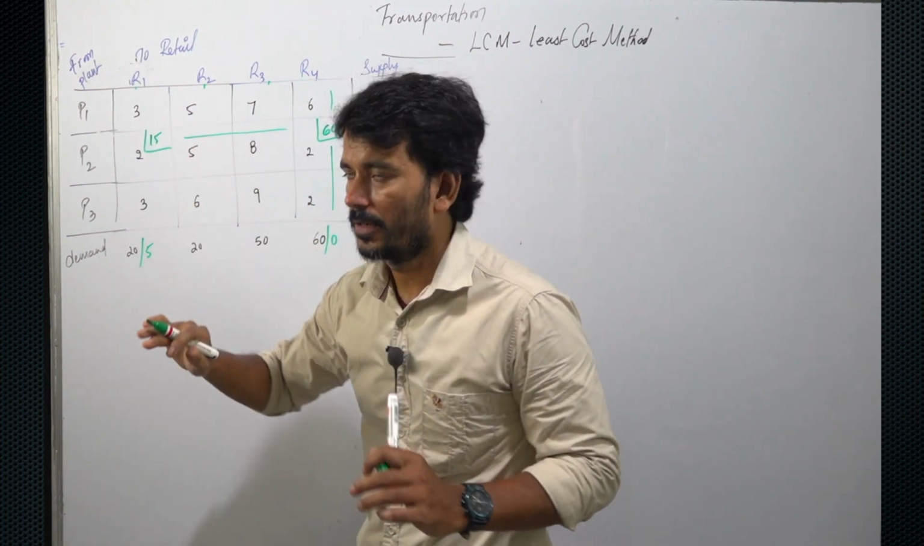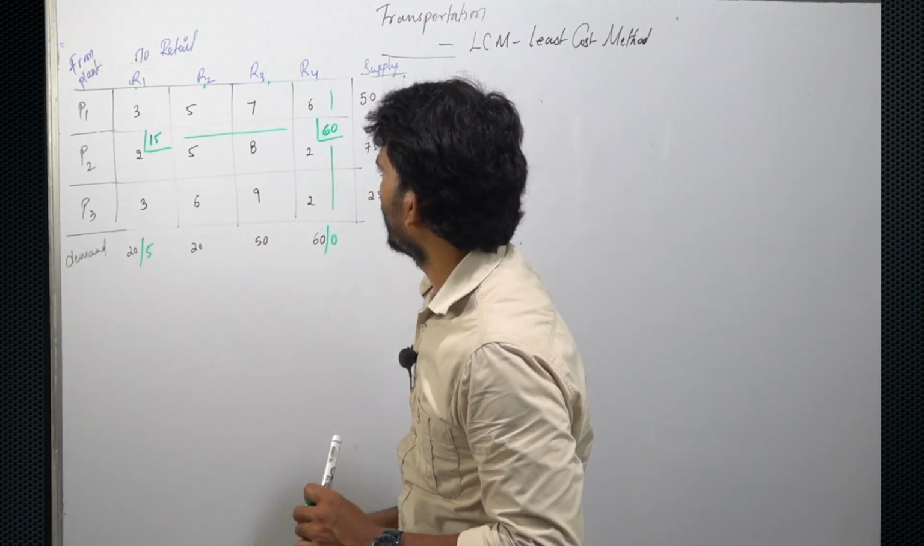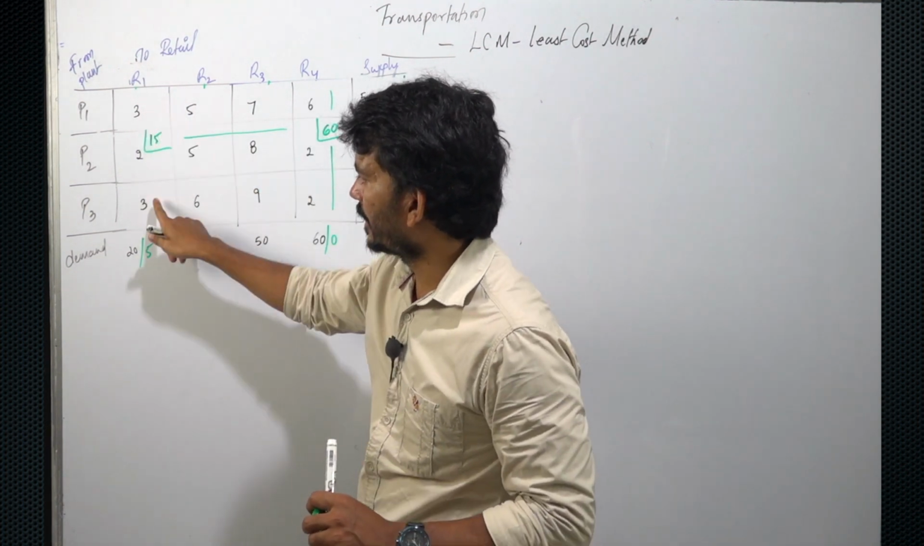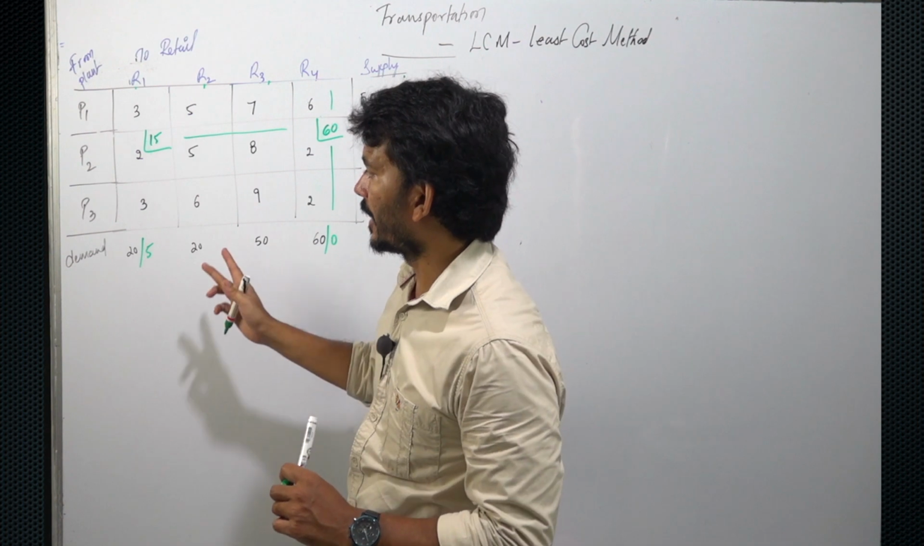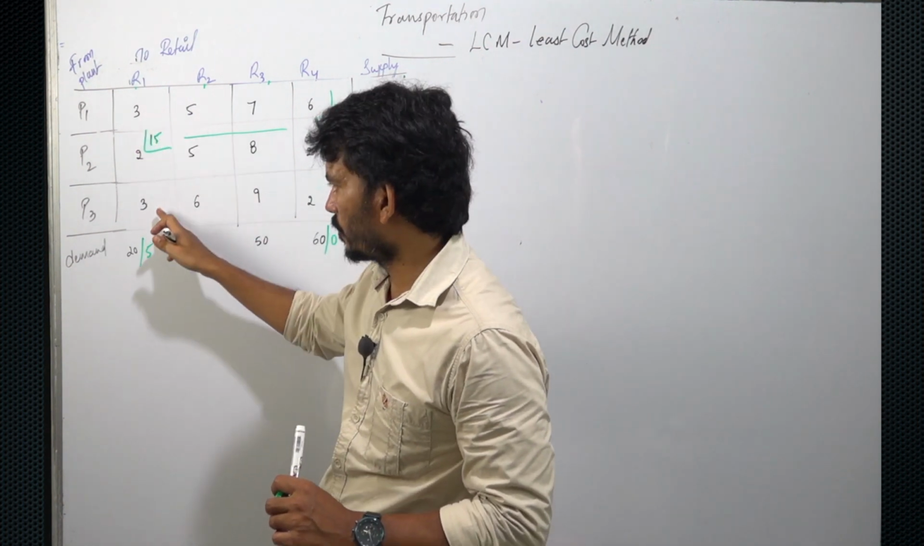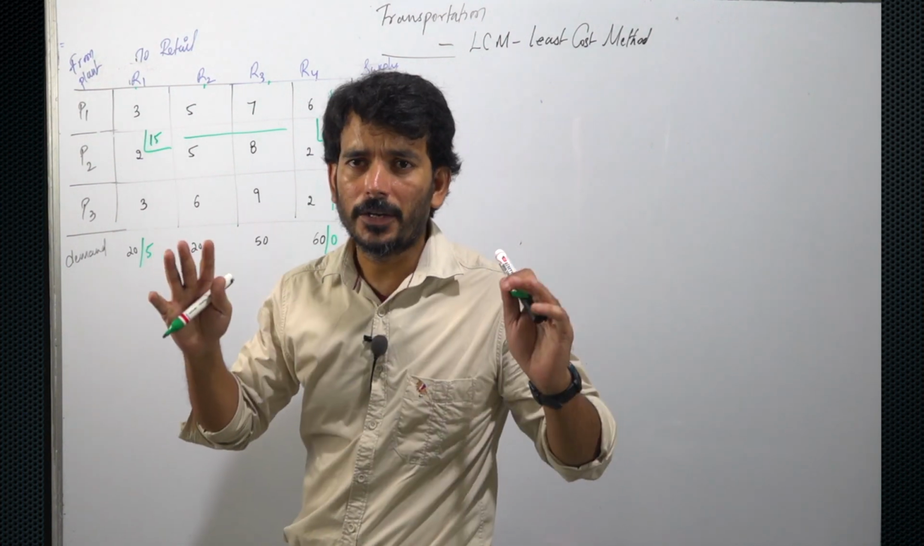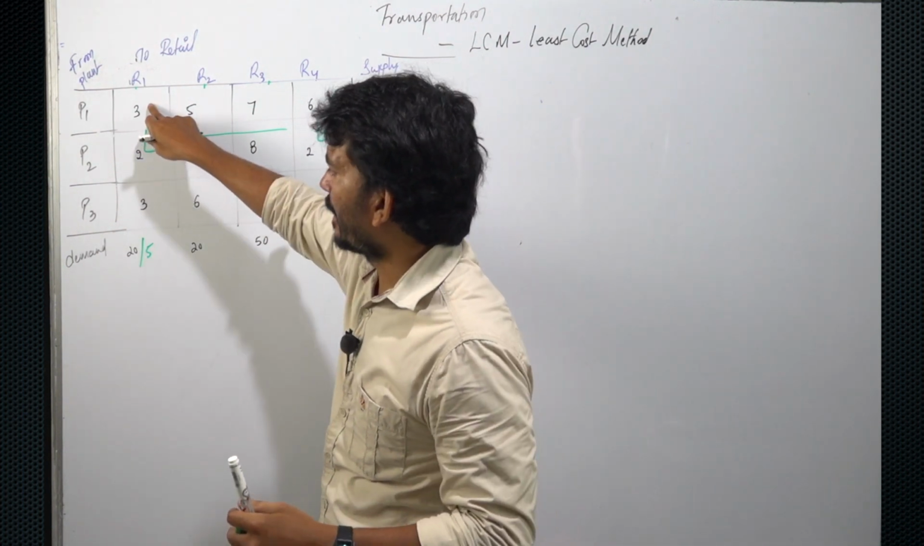2's are gone. 3 here, there is a 3. You see here there is a number 3, here there is a number 3. So there is a tie. Should I go with this one or should I go with this one? I said one formula. Wherever you can give the maximum quantity, you can go with that. Here what is the maximum I can give?